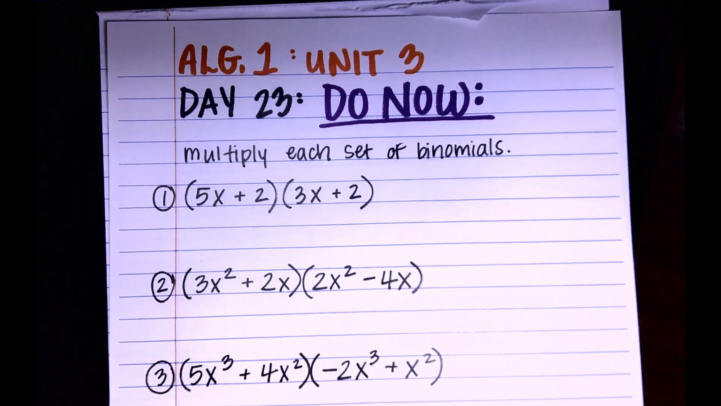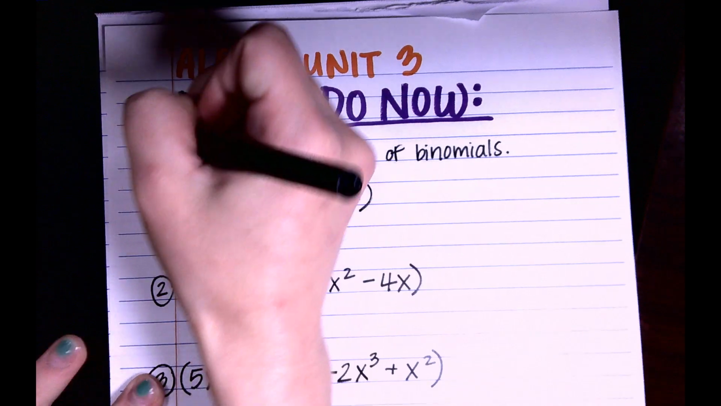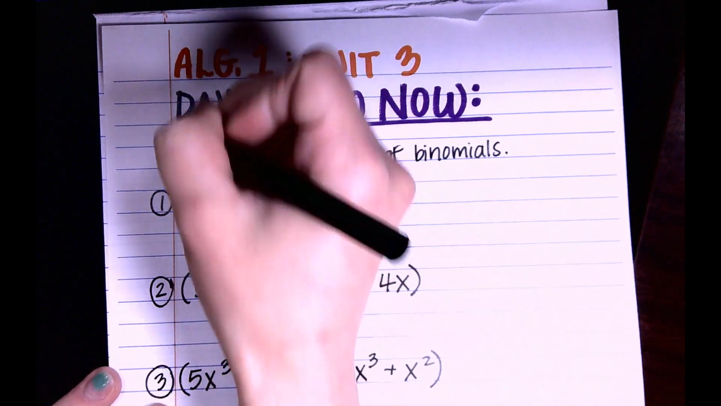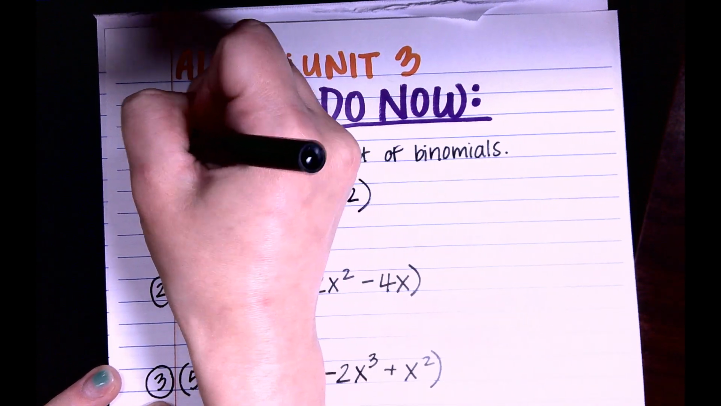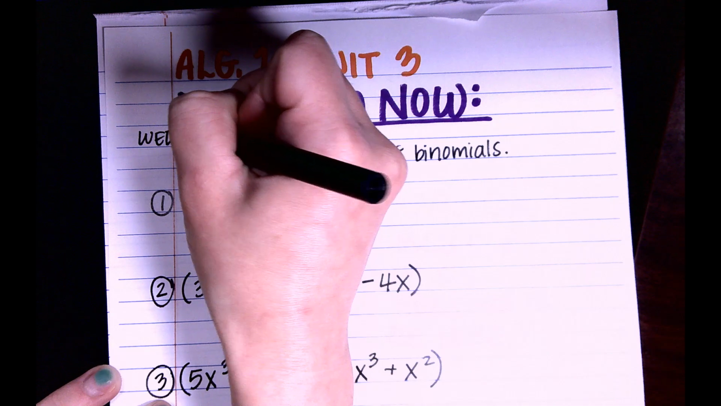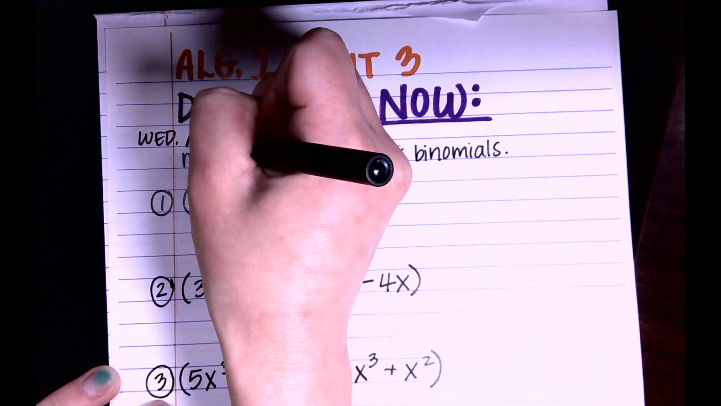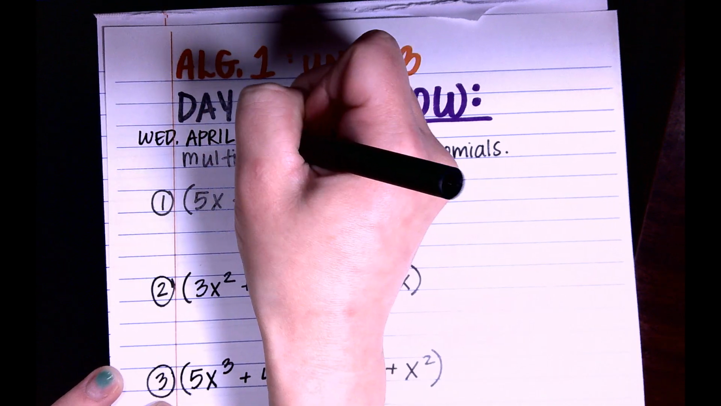It is day 23 in Algebra 1, and it is Wednesday, April 30th. Tomorrow is May. That's crazy. Time's just flying. I know it. Half the year's gone.